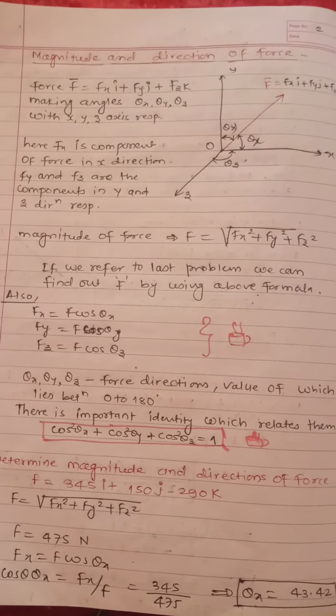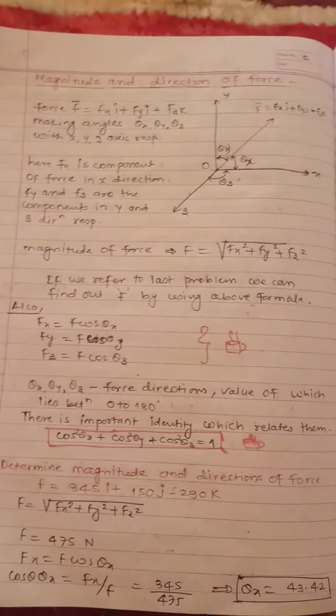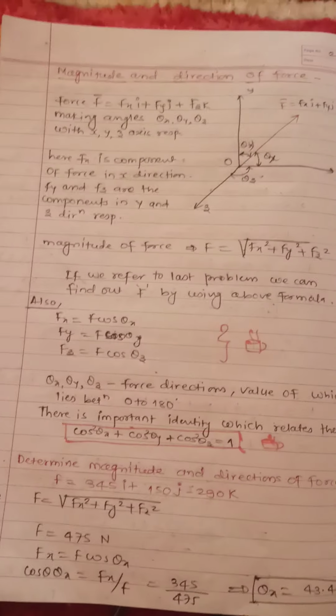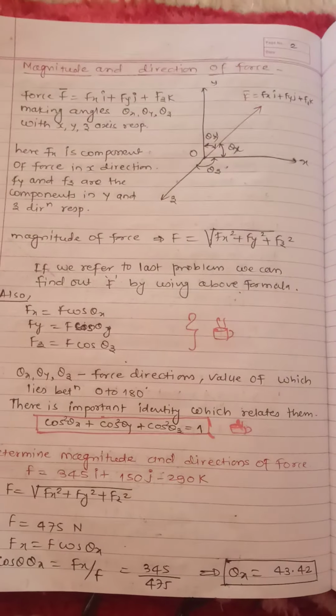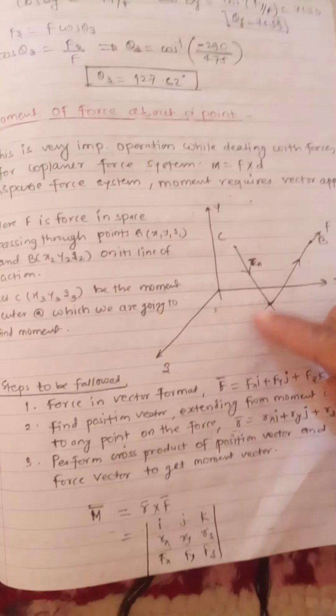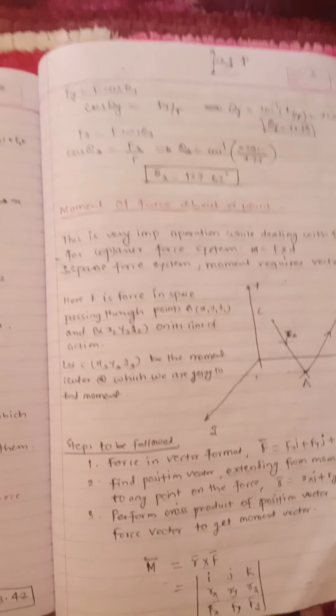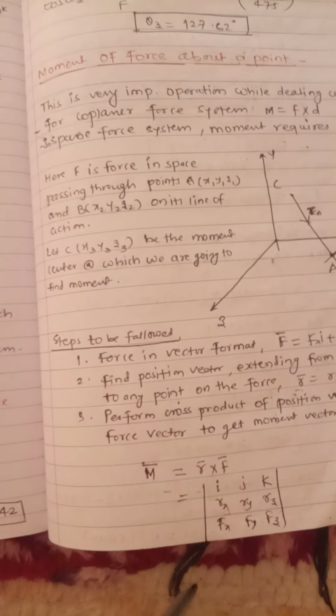Now in that, cos square theta x plus cos square theta y plus cos square theta z is equal to 1 is very important. Then I took one problem related to finding the magnitude and direction of a force. Then I taught you how to find the moment of a force about a point. This was the force, and I taught you how to find the moment of this force about C. For that reason, I have given you this kind of matrix also.